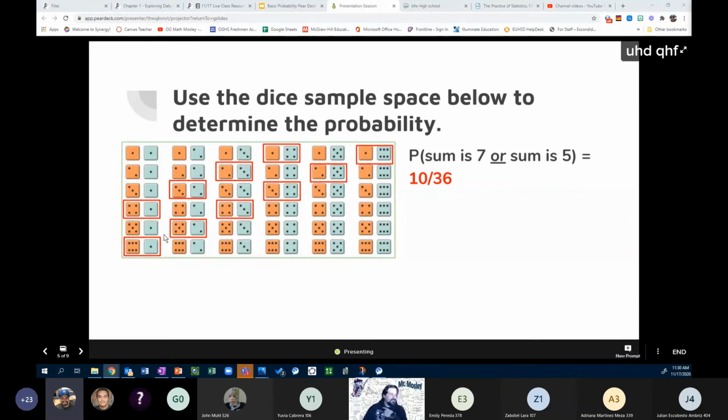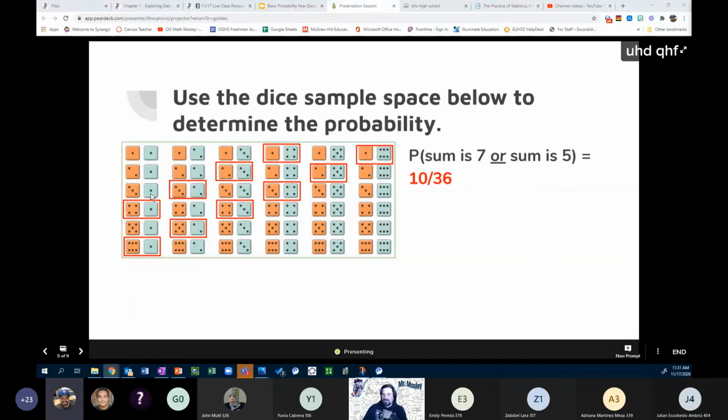We see that because we have the 6 options that we saw for the previous question, the sum of 7, that we still get to have. And then we add the 4 possibilities that account for the sum being 5: 4 and 1, 3 and 2, 2 and 3, 1 and 4. That totals 10.